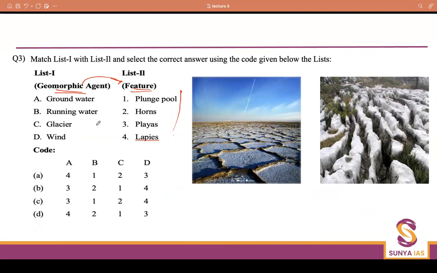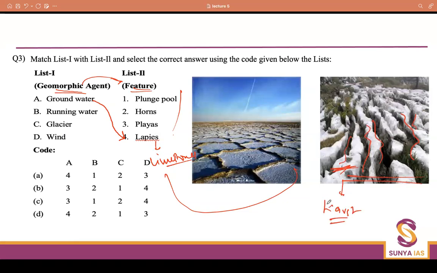Okay, so first of all, if we take the groundwater, then we know that groundwater forms lapis. So what are lapis? They are weathered limestones. These are lapis. This weathering is done because of the groundwater action, and these are made up of your limestone surfaces, and they are mainly found in the karst region. So this is found due to the weathering by groundwater.